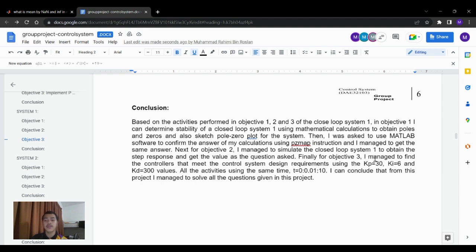Finally, for Objective 3, I managed to find the controller that meets the control system design requirement using the values KP equal to 30, KI equal to 6, and KD equal to 300. All the activities use the same time, which is T equal to 0, 0.01, 10. I can conclude that from this project, I managed to solve all the questions given in this project.